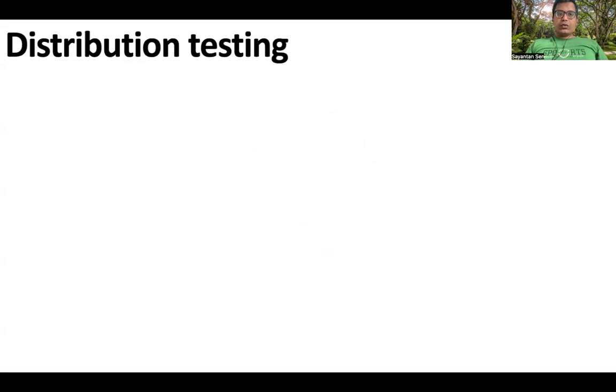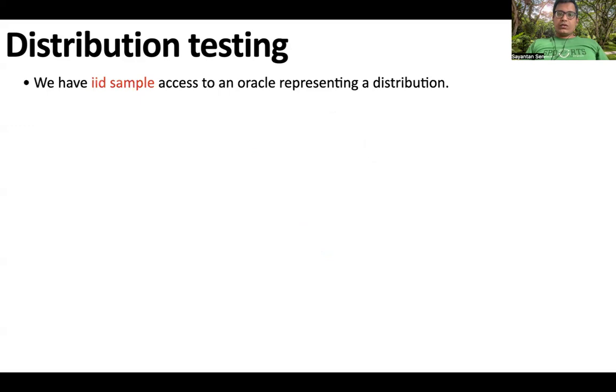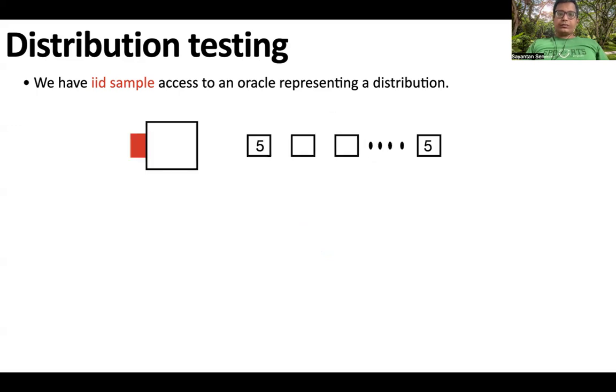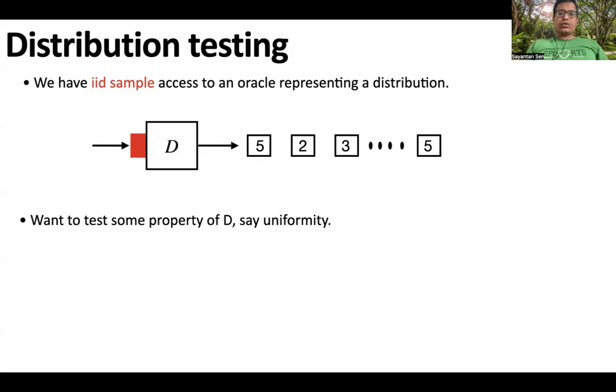So let us start with the notion of distribution testing. Suppose we have an unknown distribution and we can access it via an oracle where we can obtain IID samples from the distribution. Our goal is to understand some properties of this unknown distribution, whether it is uniform or whether it is monotone or something like that. And our goal is to take as few samples as possible from this oracle to decide the property of D.